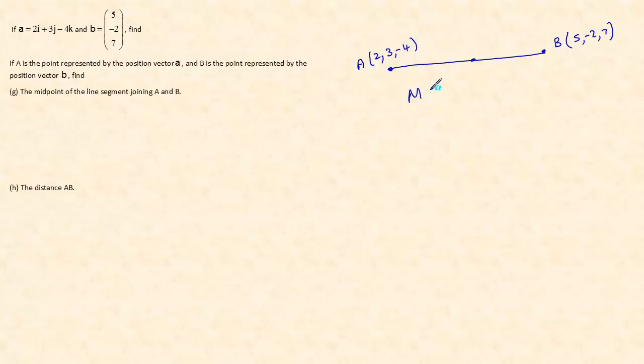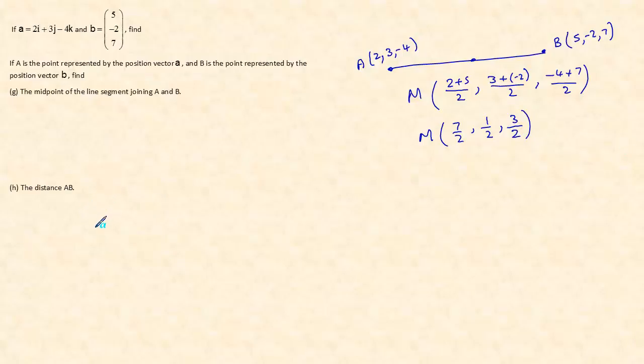So the midpoint would just be the average of the coordinates, 2 plus 5 over 2, 3 add negative 2 over 2, and negative 4 add 7 over 2. So that would give us 7 over 2, a half, and 3 over 2.